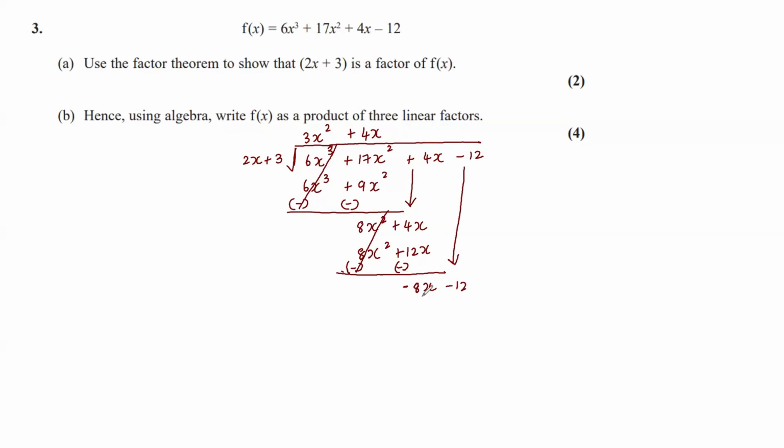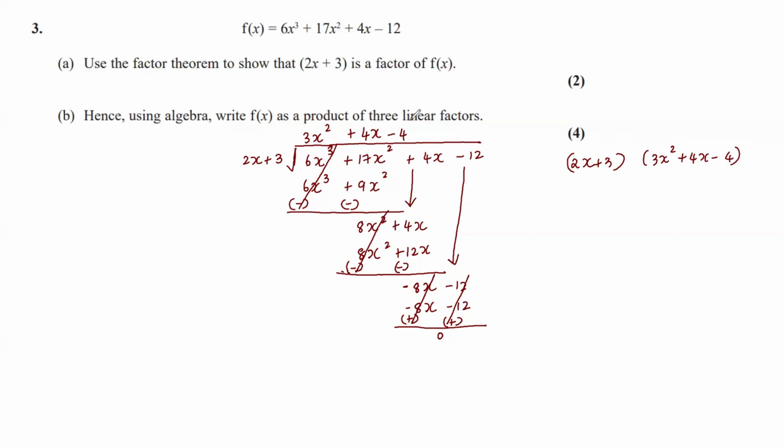So 2x multiplied by what will give us minus 8x? That is minus 4. 2x multiplied by minus 4 is minus 8x. 3 multiplied by minus 4 is minus 12. Change the signs. Minus will become plus. Minus will become plus. 8x and minus 8x get cancelled. 12 and minus 12 get cancelled. So this will become 2x plus 3 into 3x squared plus 4x minus 4.